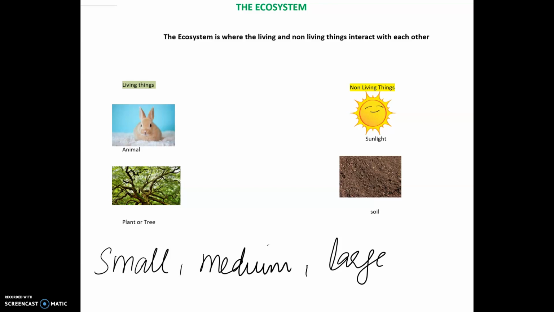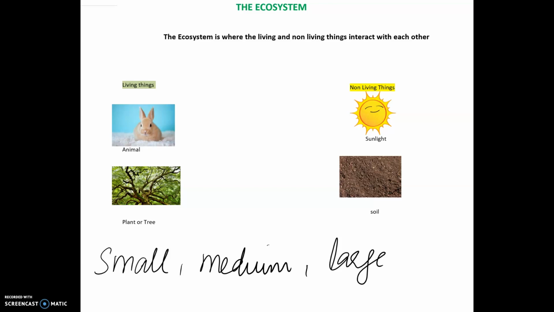Did you know Earth is also a large ecosystem? Earth is full of living organisms which interact with the non-living organisms and things. So on Earth you will have organisms with different habitats on the ground, in the ground and above the ground. So all of them make a different ecosystem. What we're going to do is look at two different types of ecosystem today.